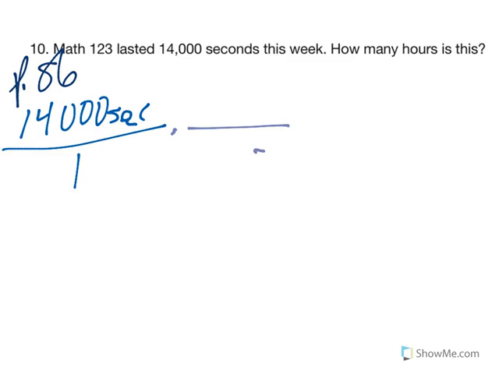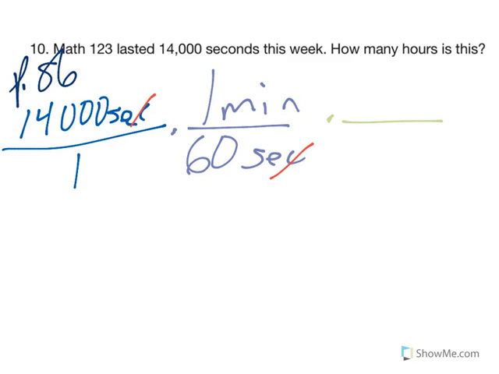But I know that I want seconds on the bottom because I need those things to cancel out. So if I go back to this, I know that there are 60 seconds in 1 minute. I know that conversion. So when I do that, that puts me into minutes. And you can do it step by step, or you can just continue on and say, okay, well, now I'm in minutes. I don't want to be in minutes.